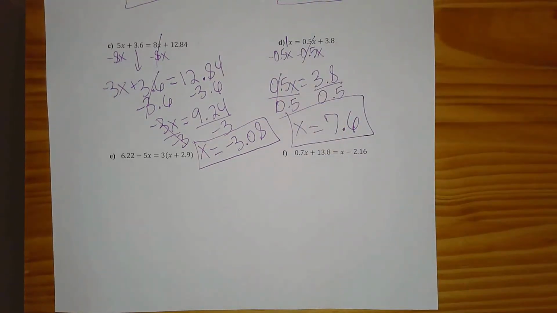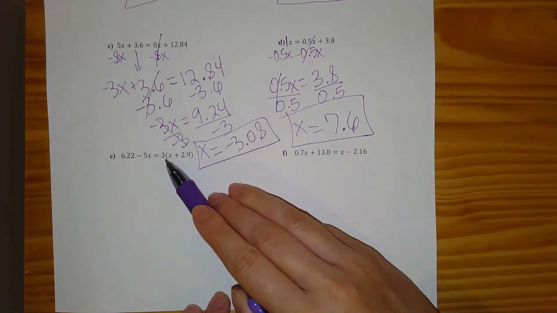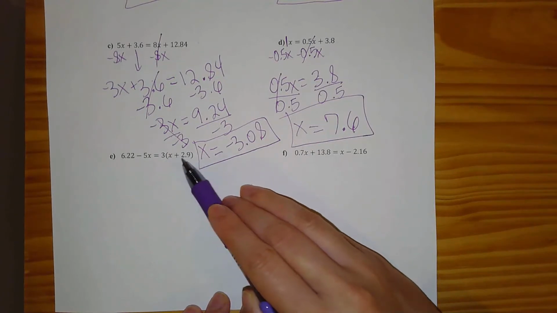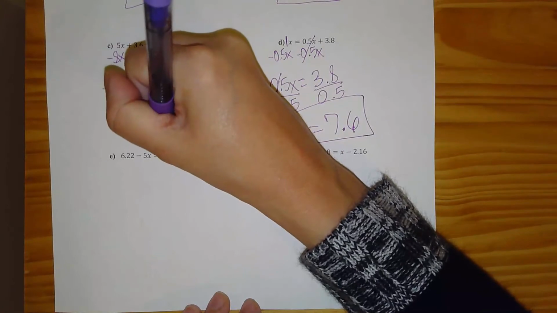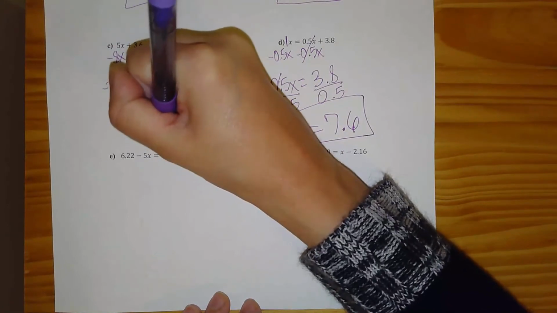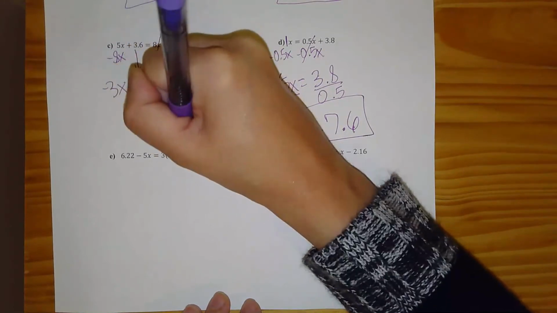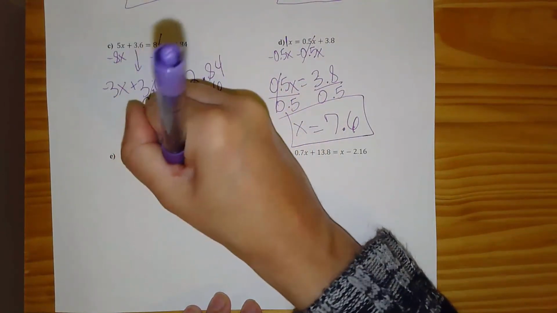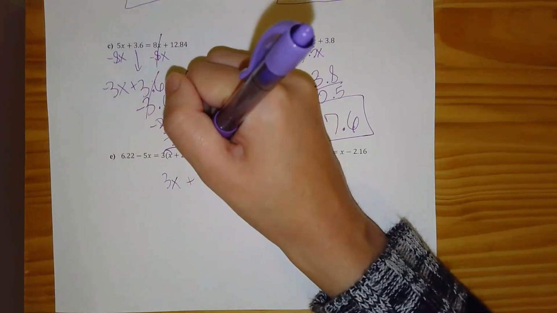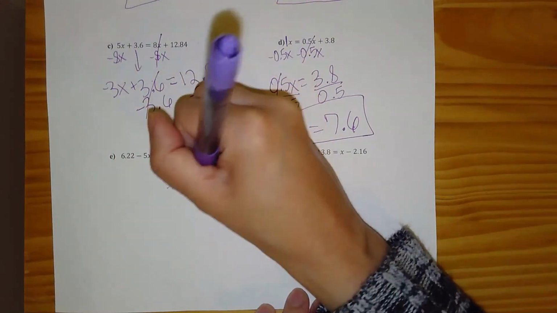Let's see, part E. I have 6.22 minus 5x equals 3, and then there's a parentheses, x plus 2.9. So that means that 3 is getting multiplied by the x and the plus 2.9. So the first thing I'm going to do is distribute. So I'm going to do 3 times x, and I'm going to do 3 times 2.9. So 3 times x is 3x. 3 times 2.9 is 8.7.